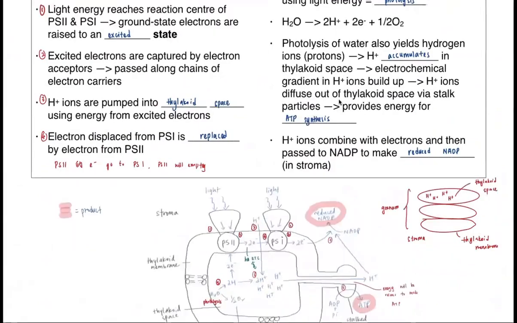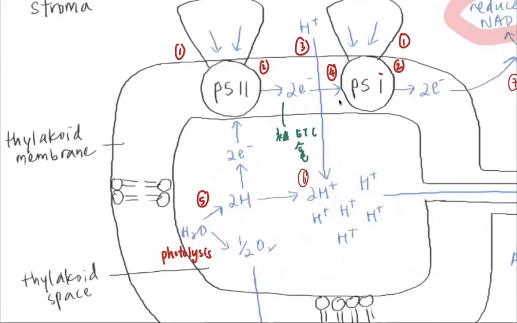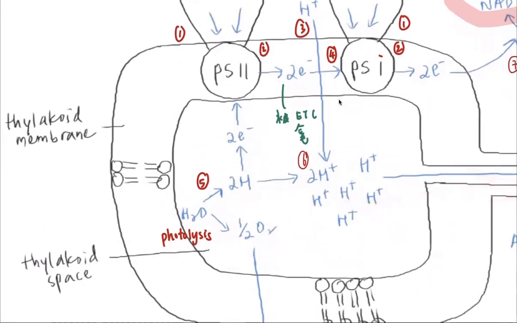And at the same time, some of the energy absorbed is also used to split water into hydrogen ion and electron. Here it shows water being split into hydrogen atom and oxygen, and of course it splits into H plus and electron. This H plus is pumped, or diffuses down the concentration gradient later to form ATP, and this electron will be accepted by PS2.